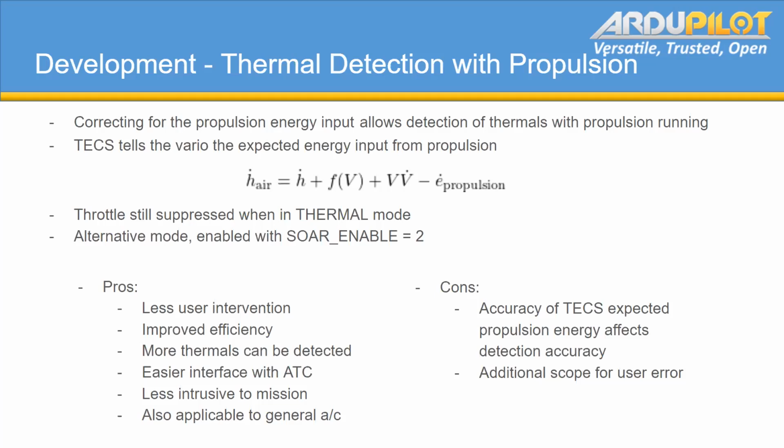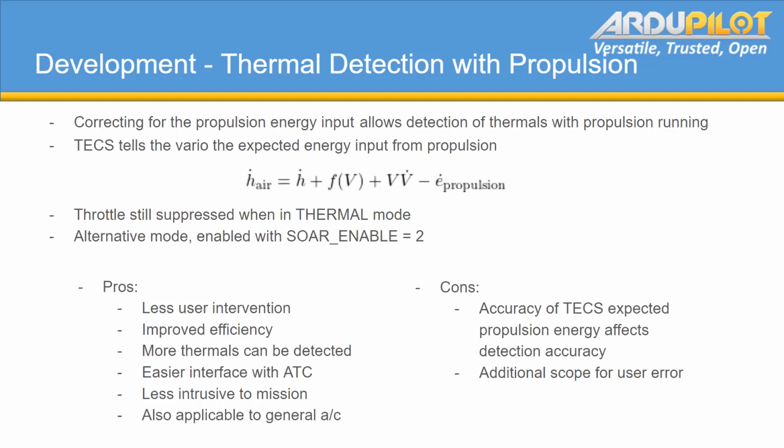You're able to detect more of the thermals because you're not spending some time climbing through them. You don't have this, and it makes it easier to interface with ATC due to the reduced altitude variation. And it's less intrusive to your general mission profile. If you're trying to fly a payload and you don't want to be doing this climb glide, then that's better as well. And it's also potentially more applicable to general usage of aircraft.